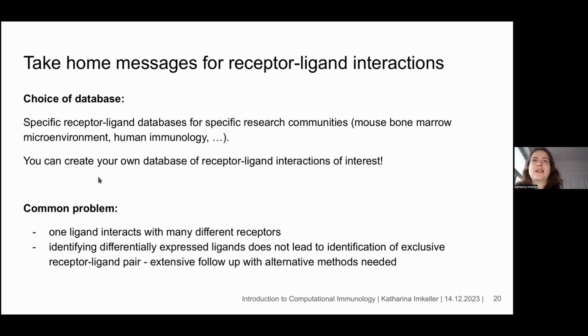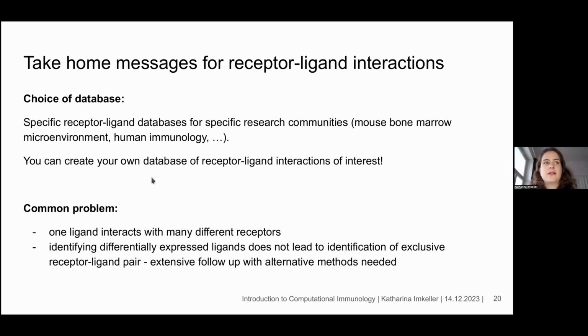What I would like to say about receptor-ligand interactions is that the choice of the database matters, and you have to be aware that there are specific receptor-ligand interaction databases that have been developed by specific research communities, and depending on what your question is, you have to look for the right database. It also matters whether you're using mouse or human data, so you have to carefully select here. You can also create your own database, or you can modify existing databases and use your customized database in the existing statistical tools.